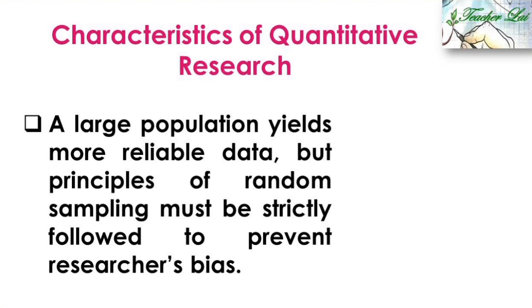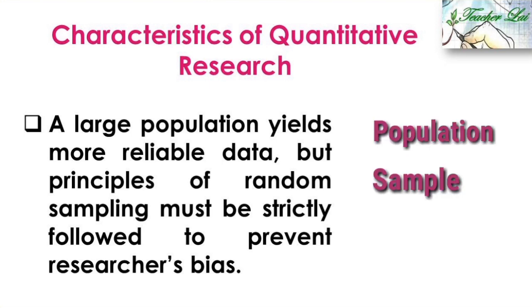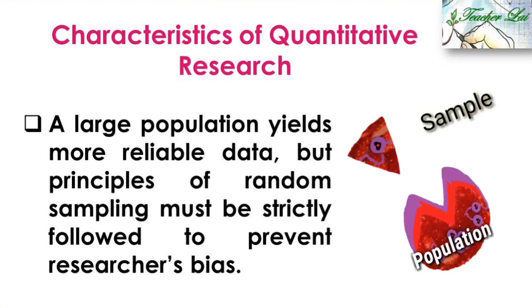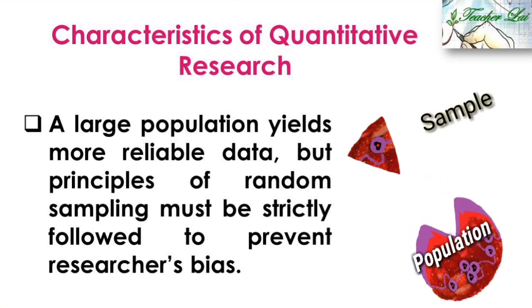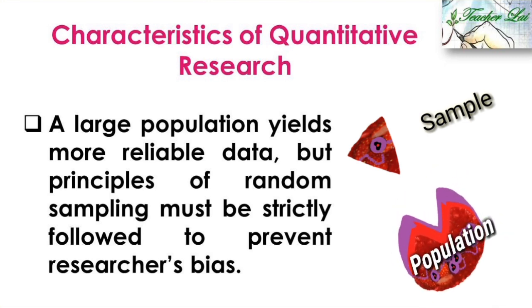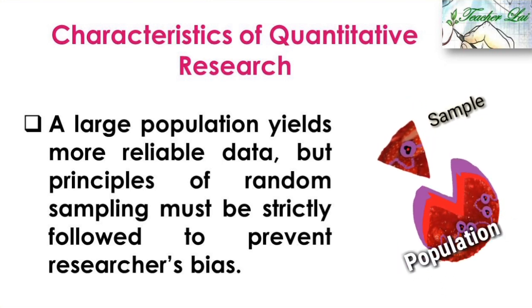Also, a large population yields more reliable data. But principles of random sampling must be strictly followed to prevent researchers' bias. Population and sample are two important terms in research. Always remember that. When we say population, it is the largest collection of items that we are interested to study. And the sample is a subset of a population. In other words, sample should represent the population with fewer but sufficient number of items. One population can have several samples with different sizes.